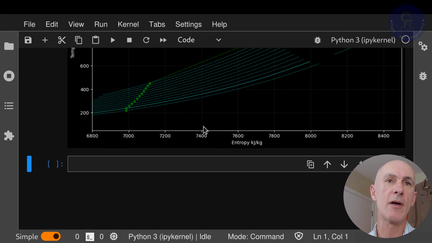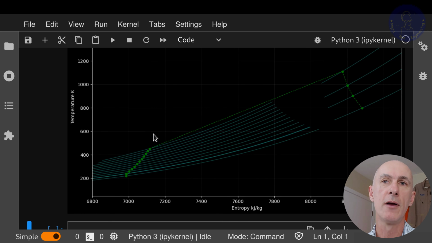Here we have also the nice graph we had, starting from the compressor, and now we have finally the expansion on the nozzle here, bringing the pressure very close to ambient. And this is what we wanted.